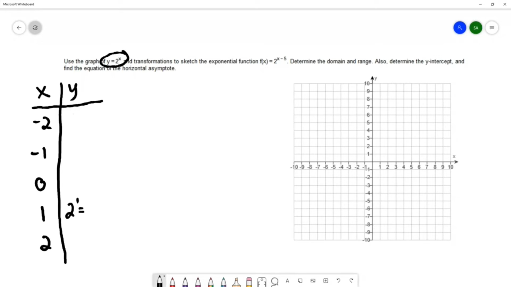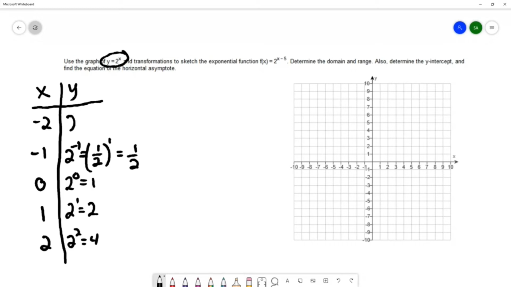2 to the first power would be 2. 2 to the second power would be 4. 2 to the 0 power is 1. Any number to the 0 power is 1 except for 0. We have 2 to the -1 power. When we have a negative in the exponent, we are going to do the reciprocal of the base. So to apply the negative, we need to have the reciprocal of the base, and then we'll still raise it to the first power, and that gives us 1/2.